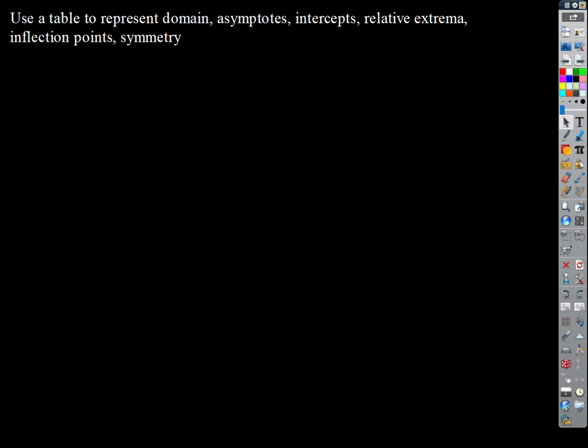Okay, here's what we're going to do. We want to be able to do all that stuff, deal with all that stuff using a table. I don't know how to word that very well, but you'll understand what I mean when we do a problem. So let's try one like this.